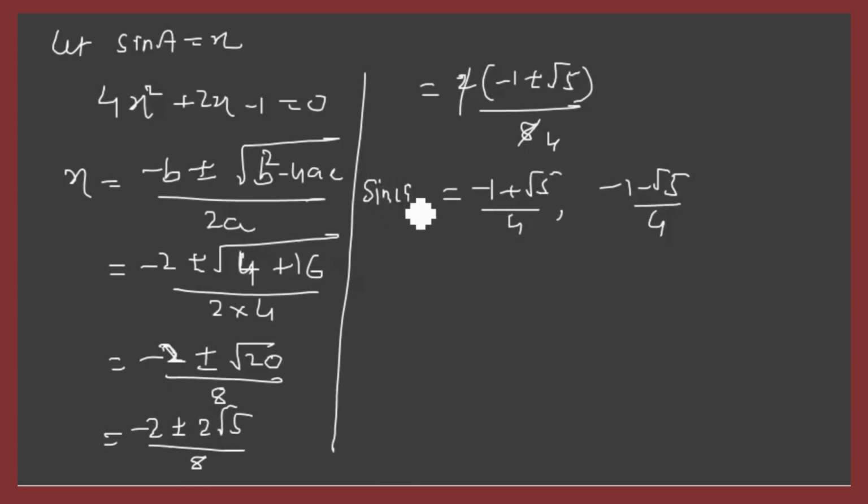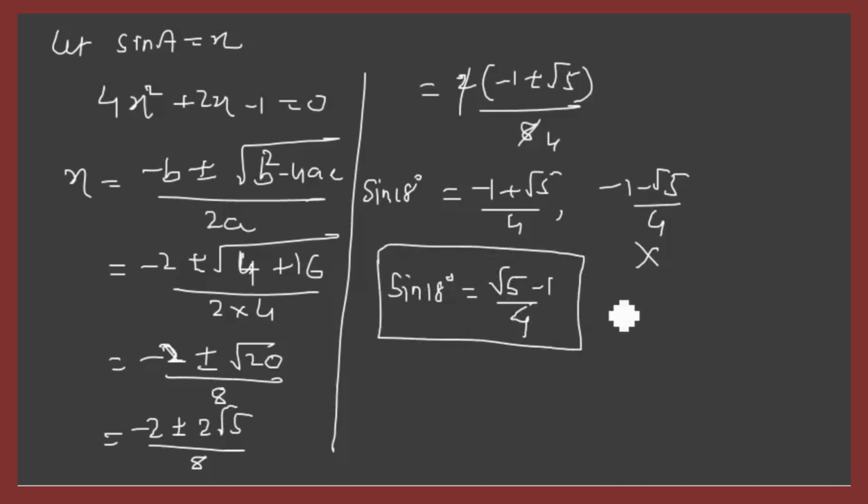Sin A is what? 18 degree, right? Sin 18 degree. This value will be neglected, as angle A, this 18 degree lies in the first quadrant, so this must be positive. So sin 18 degree is what? Root 5 minus 1 by 4. So this way you learned how to find the sin 18 degree value. This value we applied in the question to solve the question.